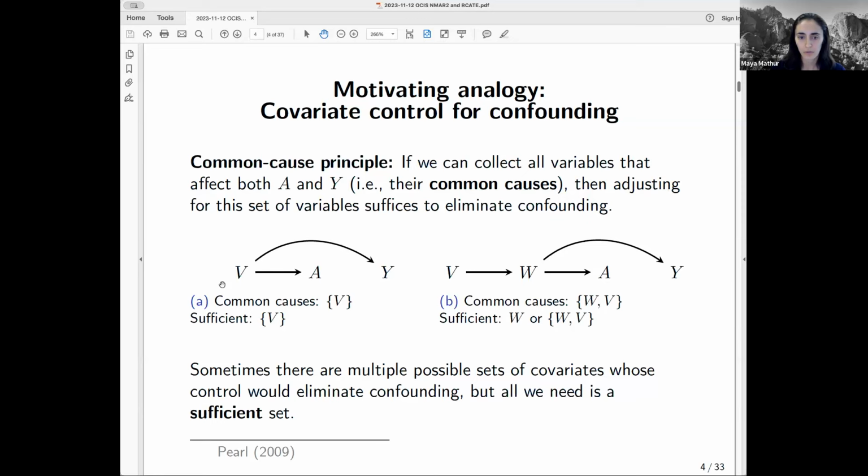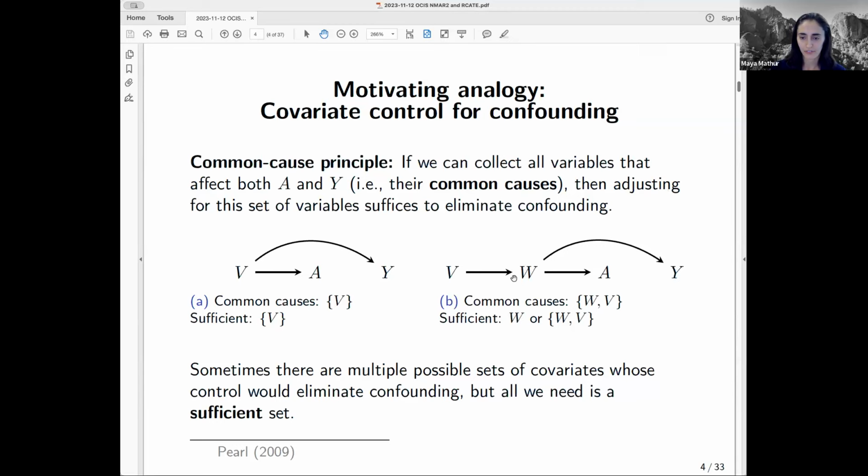Over here, we've got a slightly more complicated structure where the common causes are both V and W. And so indeed, adjusting for both of these suffices to eliminate confounding. Now, I put this second example here because it also illustrates that this common cause set V and W is not necessarily the minimal sufficient set. We could actually adjust for only W, and that would be another sufficient set. But my goal today is just to discuss rules to get a sufficient set. So we're not trying to get a minimal sufficient set here.